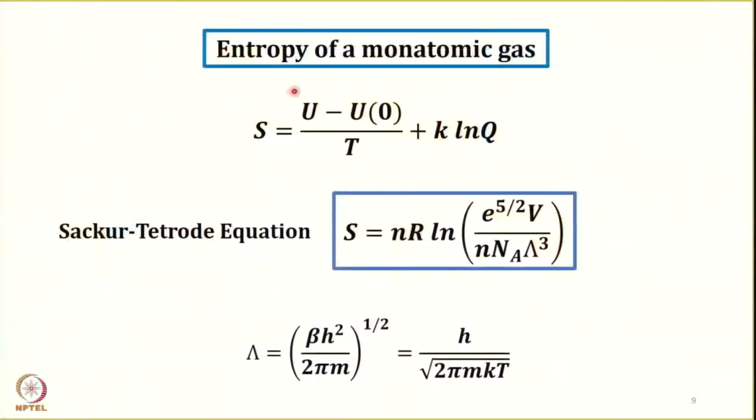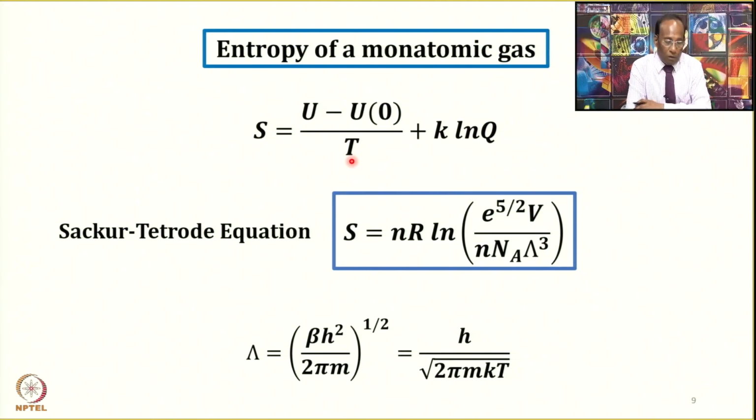So we have now been able to obtain an expression from S is equal to (U minus U0) by T plus k log Q: S is equal to nR log exponential 5 by 2 V over number of moles into Avogadro constant into lambda cubed, where lambda, the thermal wavelength, we already know is given by beta h square by 2 pi m.